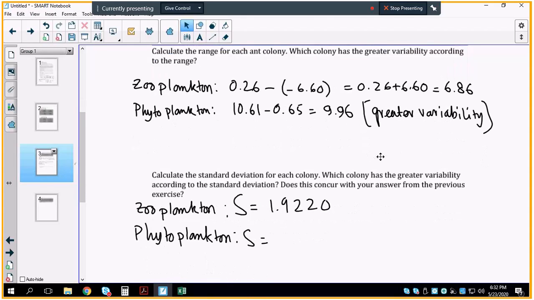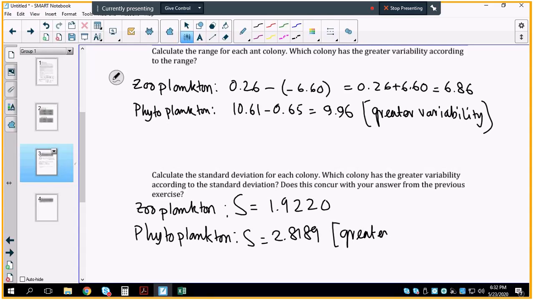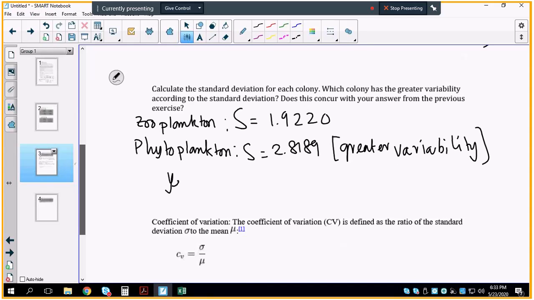So now we see that according to the standard deviation, the phytoplankton has greater variability as well. So this validates the answer that we found in the range situation. Remember, the last question asked you, does this concur? So we'll say that yes, it concurs with our finding in the previous stage.